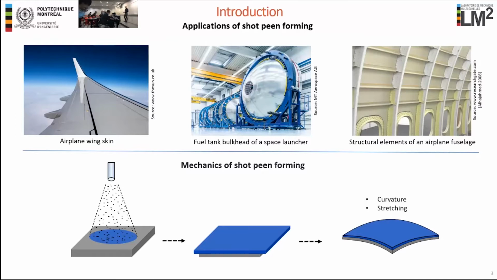So if a certain zone of the component undergoes millions of impacts, then the whole upper layer in this zone becomes plastically deformed. Mechanically, this is equivalent to stretching of the upper layer of material that leads to bending and stretching of the whole component.